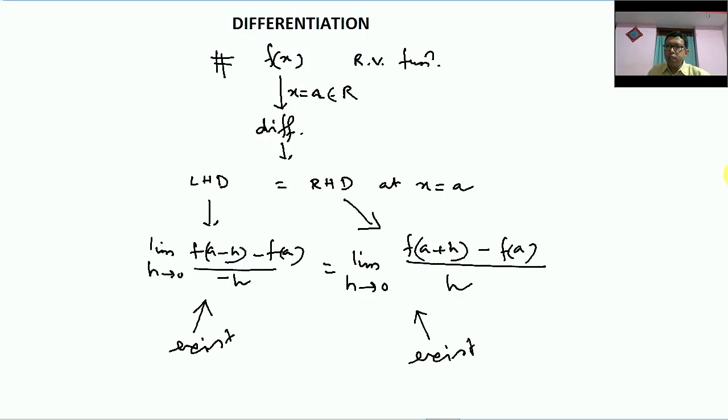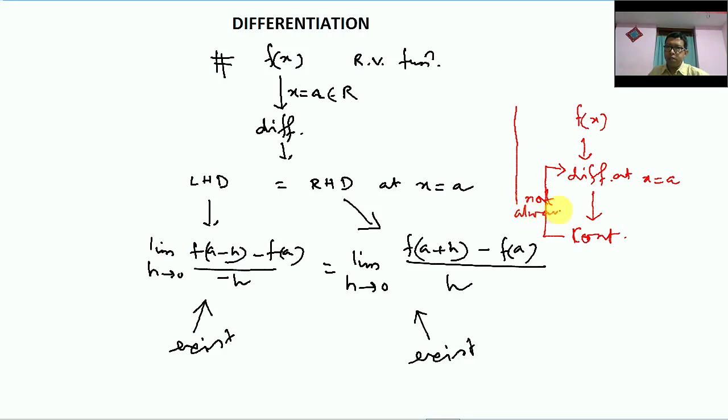In the last tutorial we also discussed another important theme: if a function is differentiable at some point, say x is equal to a, then the function is continuous there. But the reverse is not always true. We will not discuss this again because it would be repetition. You can see the tutorial that is given in the description.